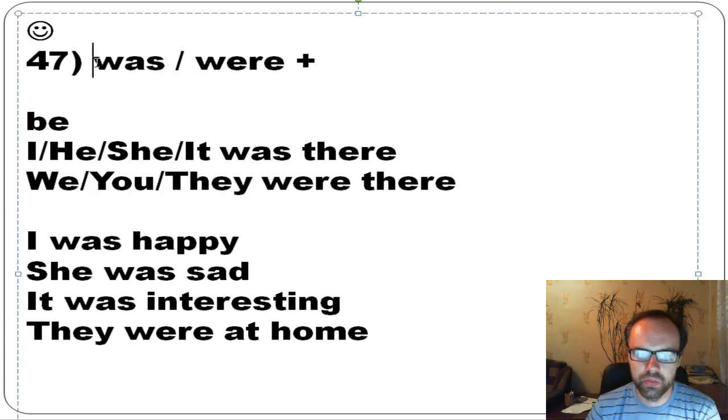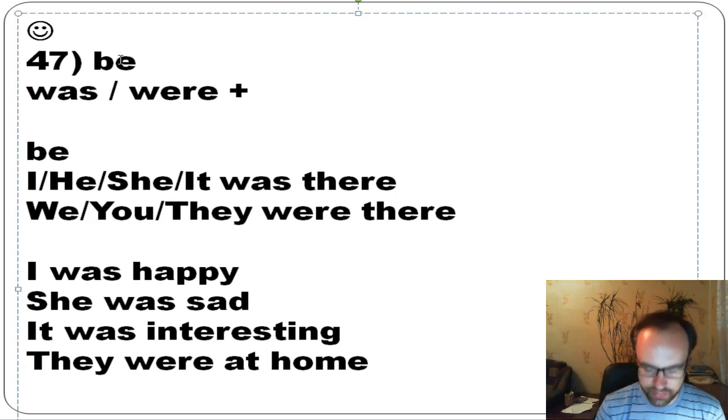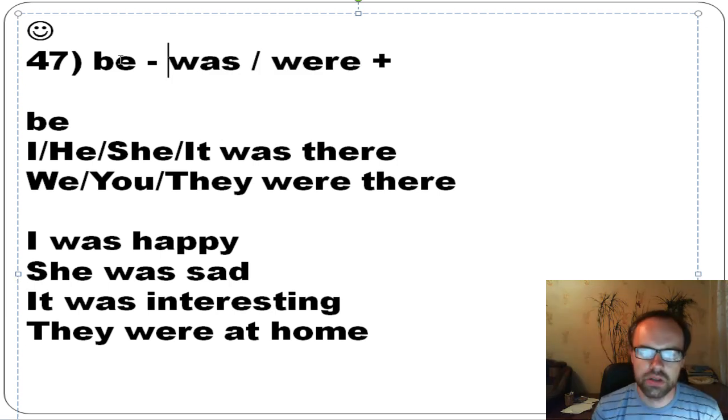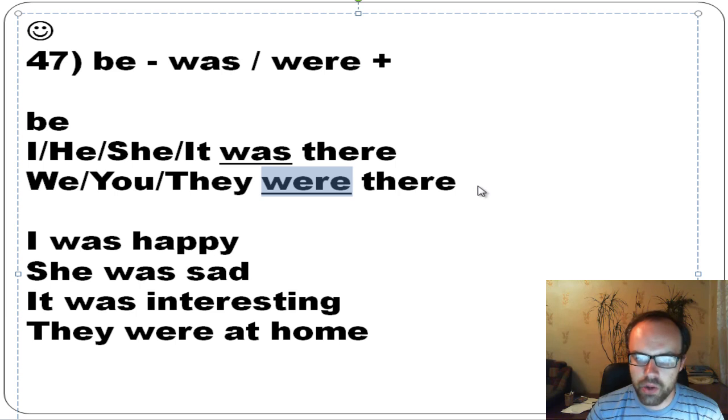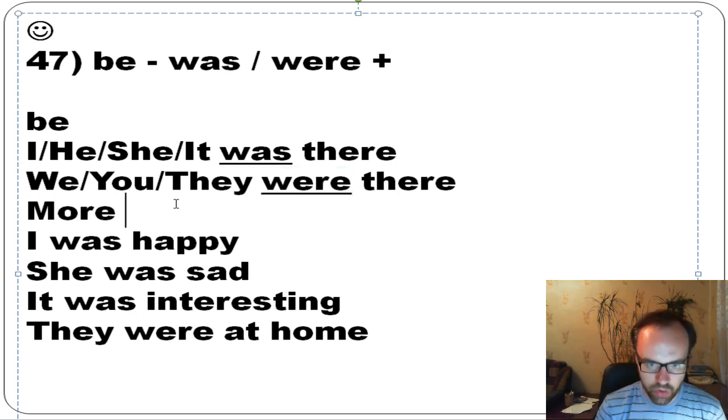You know that if we look at the verb to be, it's was or were in past simple. And we say was for I, he, she, it, and were for we, you, they. Look, I was there, he was there, she was there, it was there, we were there, you were there, they were there. Okay, more examples.